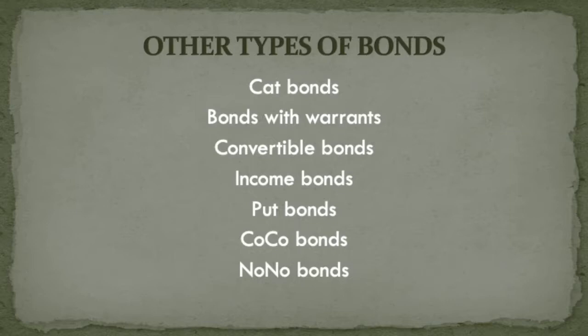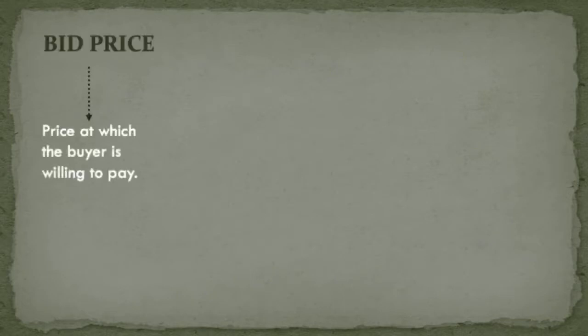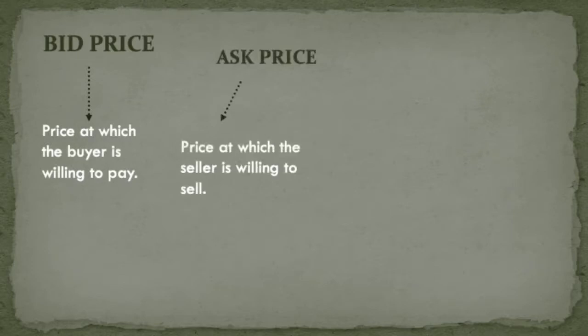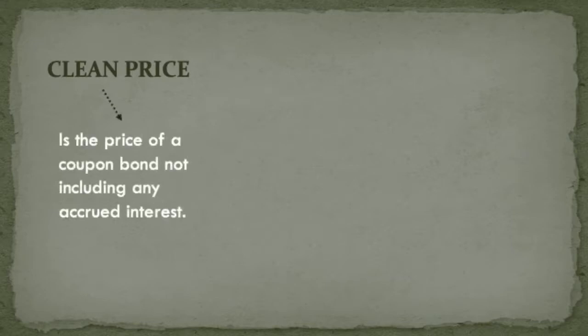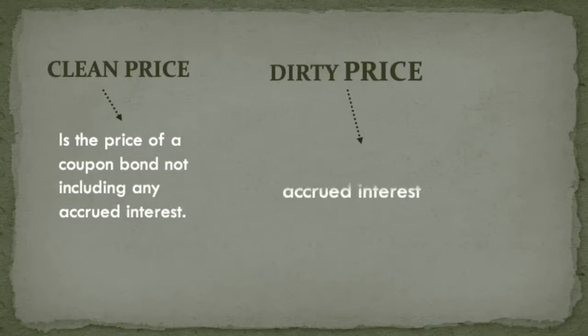Next is bid price. This is the highest price a person is willing to pay. Ask price is the minimum price a seller is willing to take, and the difference between the bid price and ask price is called the bid-ask spread. It is the broker's profit. Clean price is the quoted price where accrued interest is deducted, while dirty price is the price of a bond including the accrued interest, which is also known as the full or invoice price.